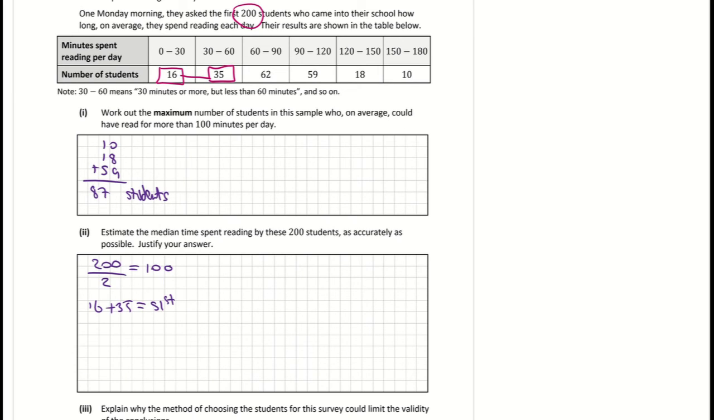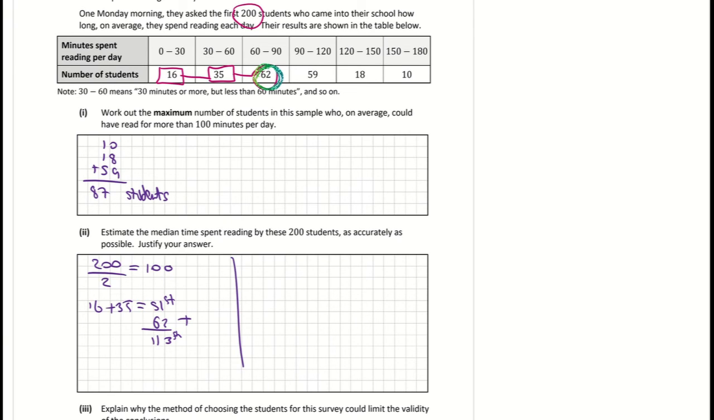So we're not there at the 100 yet. Bring in the next 62. That's bringing me to 51 plus 62, which is 113 students. So I've now accounted for the 113th student, which means that the 100th student is within that interval of the 62 students.